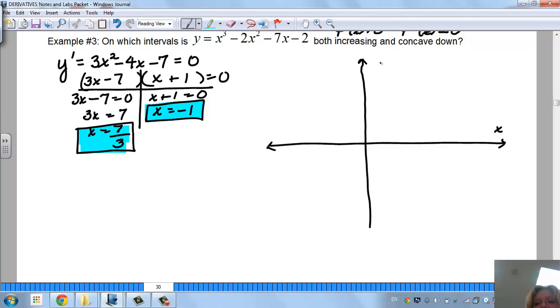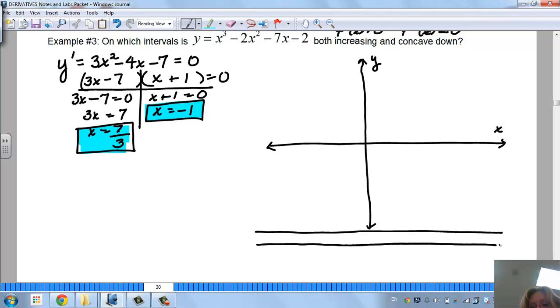So I have x and y, and I get my f prime bar going here, and my f double prime bar, so that we can see how to do this. Okay, so I got x is 7/3, so that's about a little over 2. So 7/3 is going to be about right here somewhere. All right, and the other one is negative 1, so that's about here somewhere. So we set that up.